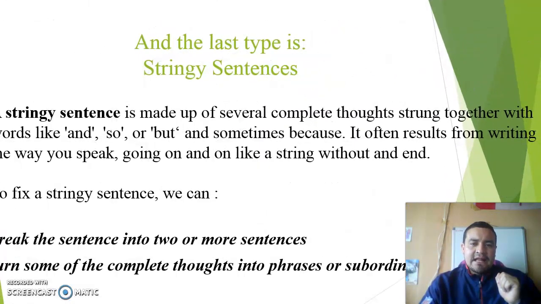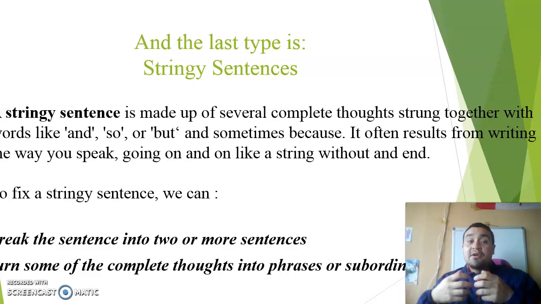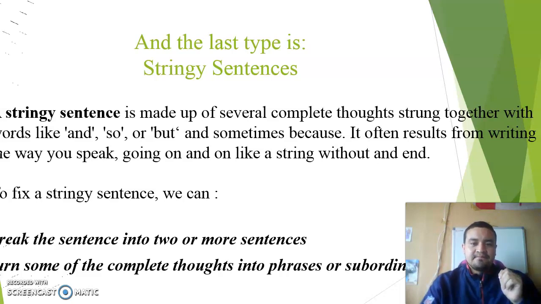And now we're going to see the last type: stringy sentences. A stringy sentence is made up of several complete thoughts strung together with words like and, so, or but. Sometimes it results from writing the way you speak, going on and on like a string without an end. To fix a stringy sentence, we can break the sentence into two or more sentences, or we can turn some of the thoughts into phrases or subordinate clauses.